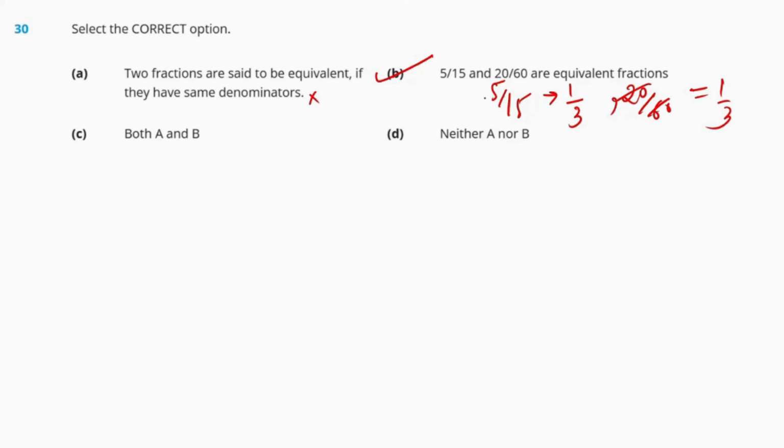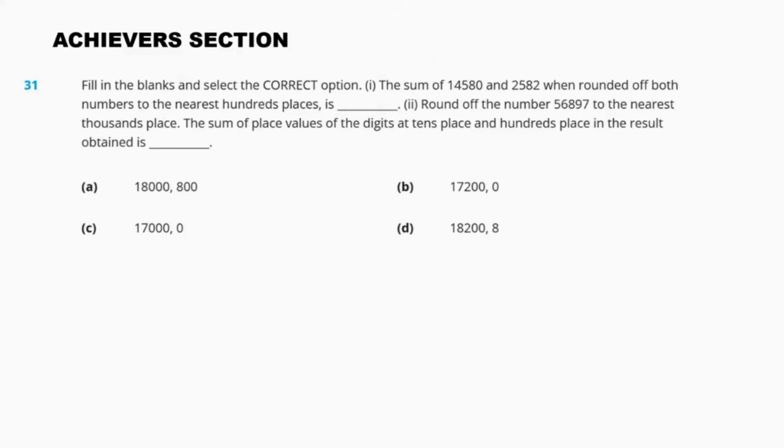Now finally we have arrived on the achievers section. This section has 5 questions and each question has 3 marks. So we have to be more careful while solving these questions. So the first question, that is question number 31, it says fill in the blanks and select the correct option. The sum of 14,580 and 2,582 when rounded off both numbers to the nearest hundreds place is.